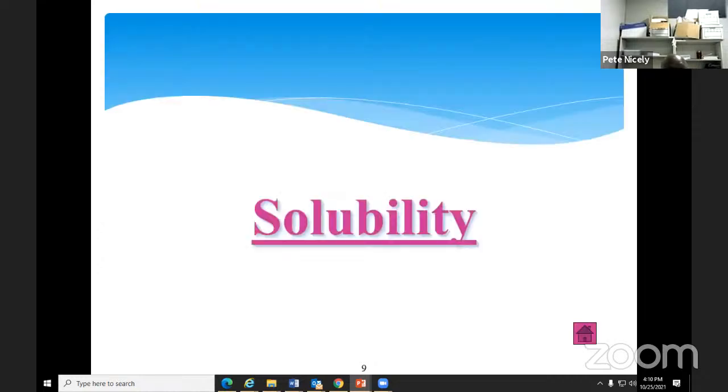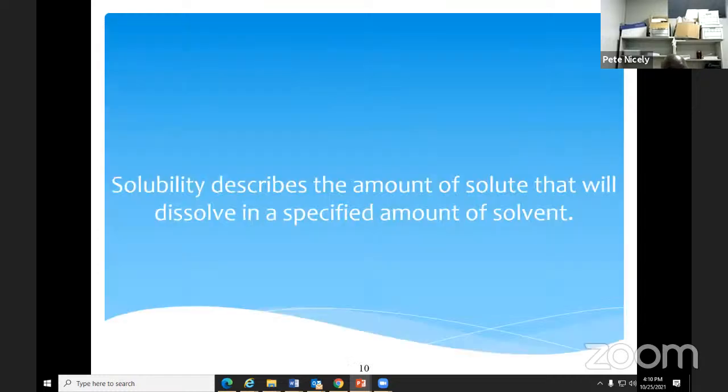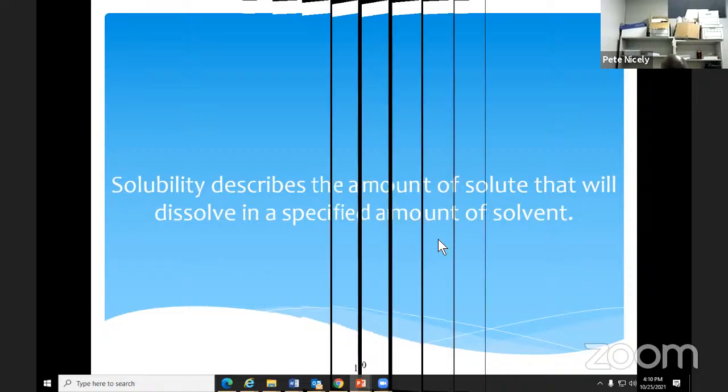Okay, so let's talk about this term solubility, which is basically a way of expressing the maximum amount of solute that is present in a given amount of solvent, all right? That's basically what the solubility is. It is the amount of solute that will dissolve in a specified amount of solvent.